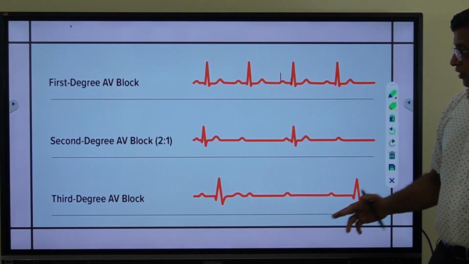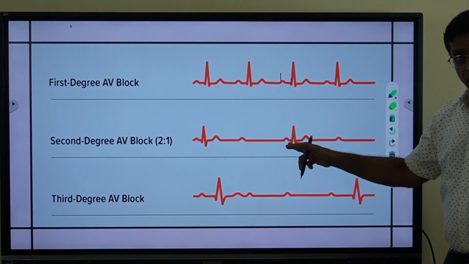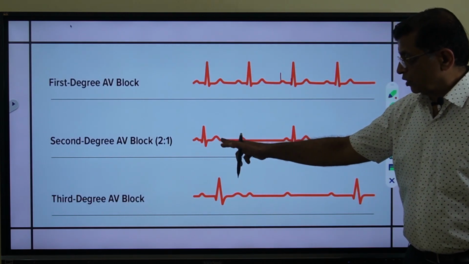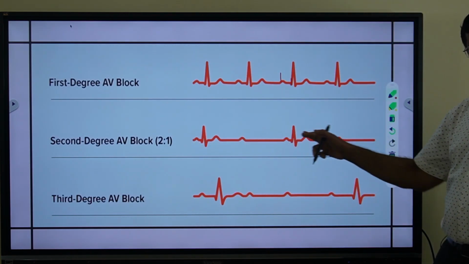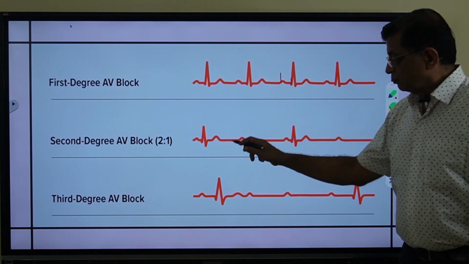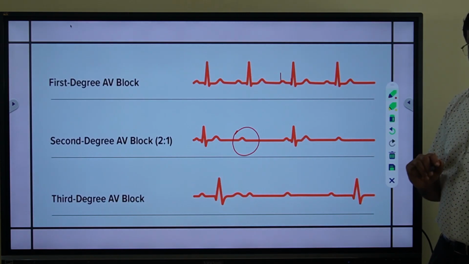In second degree AV block, some atrial impulses are not conducted to the ventricles. So this is second degree AV block. You can see PQRST. Here the P is not conducted to the ventricle. Again you can see this PQRST. So when some impulses are not conducted to the ventricle, that is called second degree AV block.